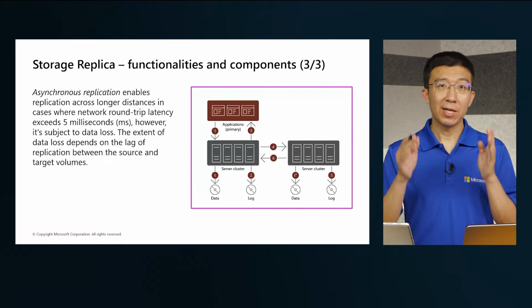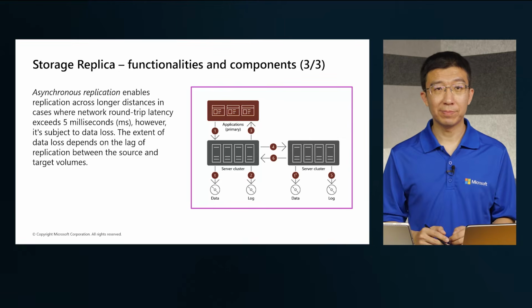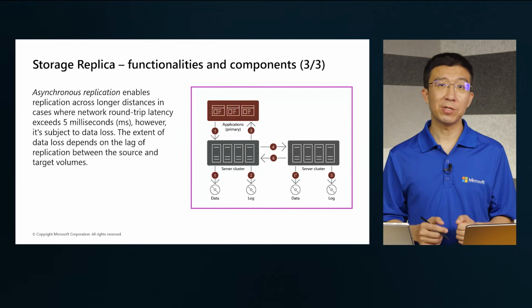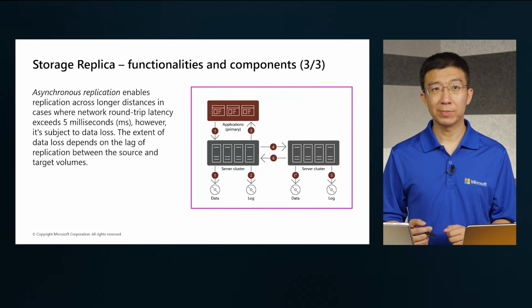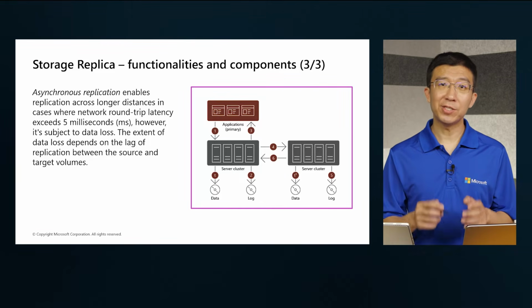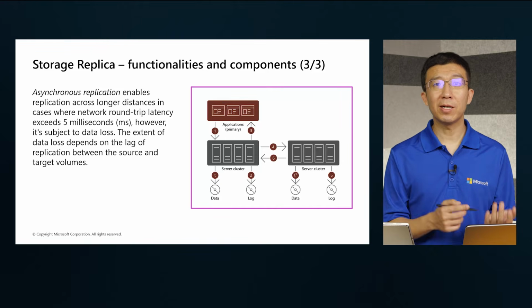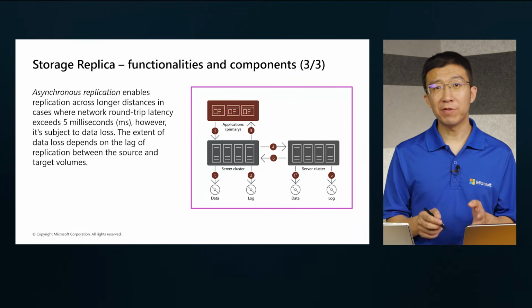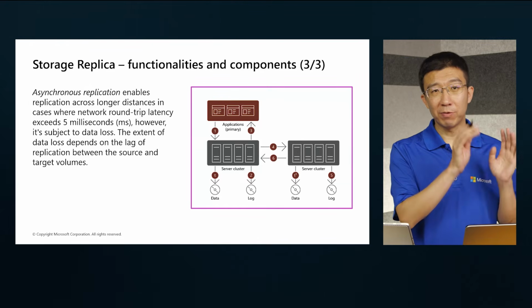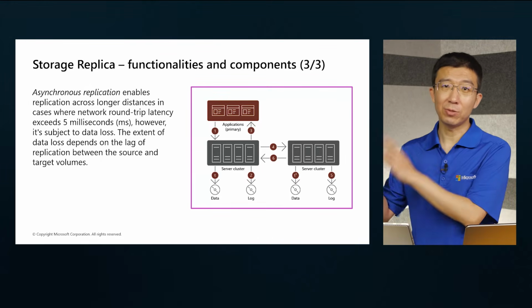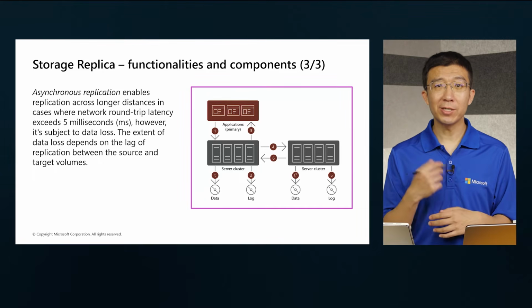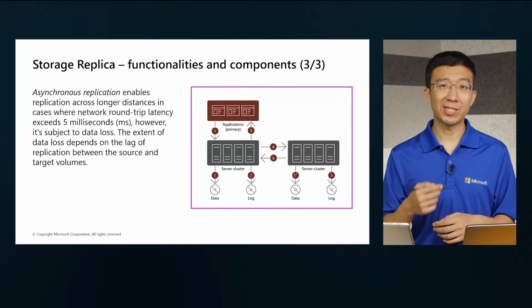And next, asynchronous replication. It is suitable for longer distances or higher latency. It may result in some data loss, depending on replication lag. The writes are confirmed on the source before being replicated to the destination. Choose the replication type that best fits your organization's needs.